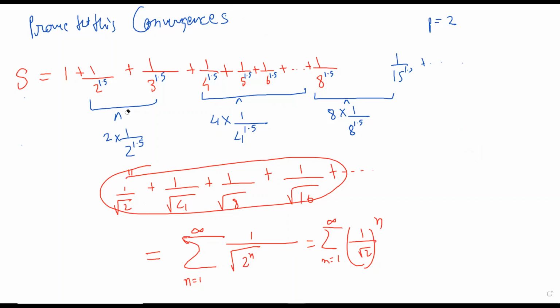In fact, this would work for any number bigger than 1. In place of 1.5, even if you put 1.0001, this will still work. You would get a GP with common ratio less than 1, and that would converge. So let's record our results.